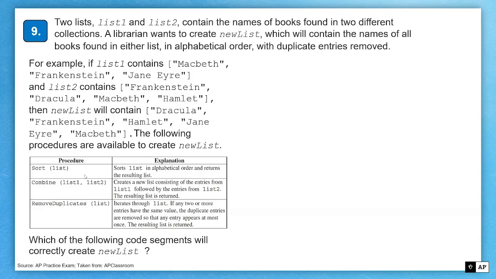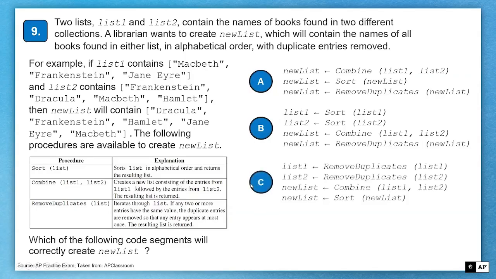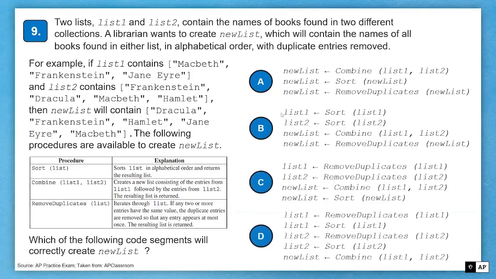We have some procedures that can be used. Sort list will sort the list in alphabetical order and return the resulting list. Combine list 1, list 2 makes a new list with everything from list 2 after list 1. And remove duplicates will go through and remove any duplicates from the parameter list that was sent. So which of the following will make this happen? I'm going to skip A for now. You might know why, but let's go ahead and look at B.